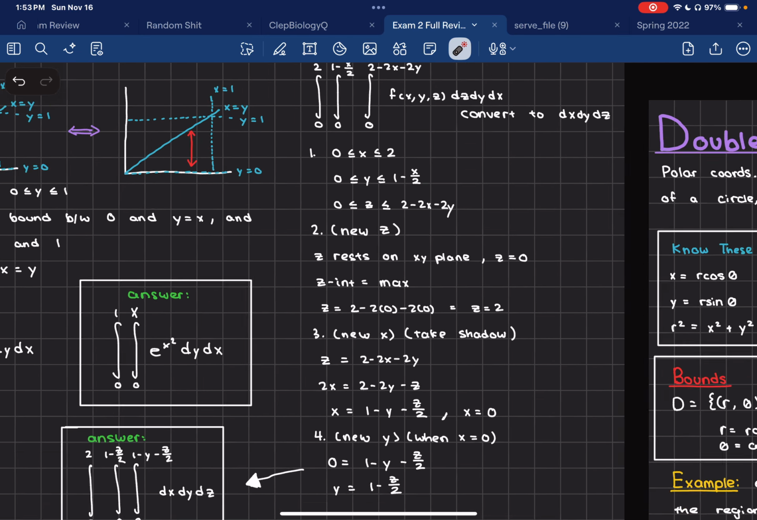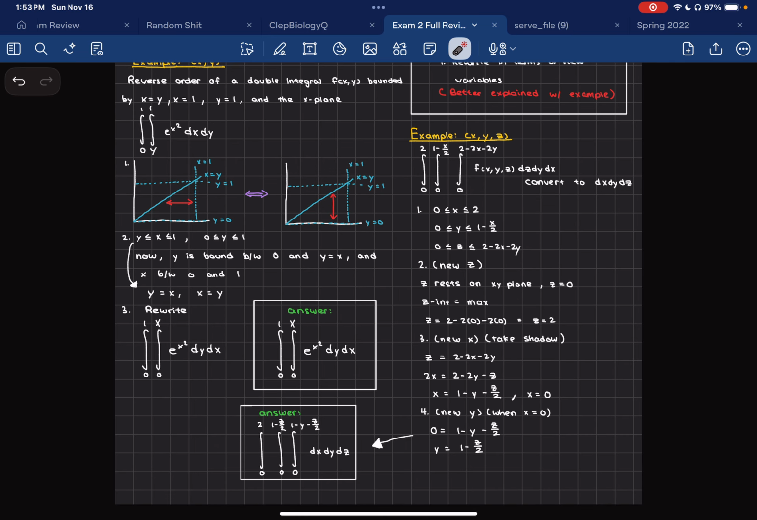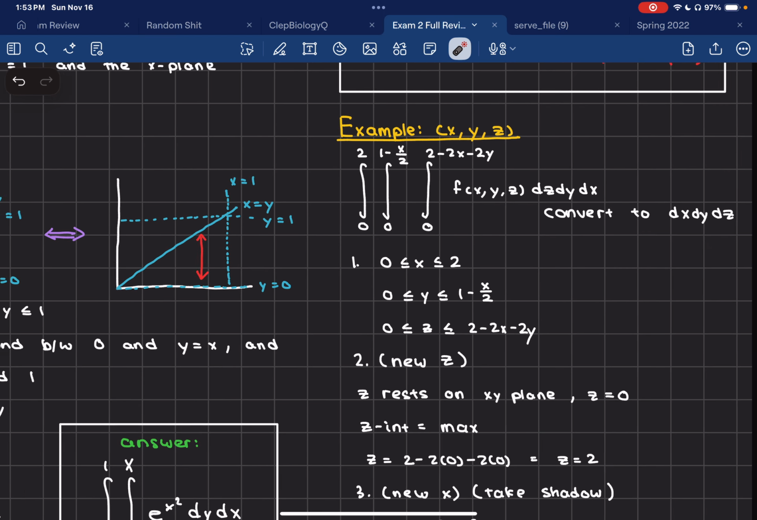And then here's an example for a triple integral, which is a little bit more confusing to think of.